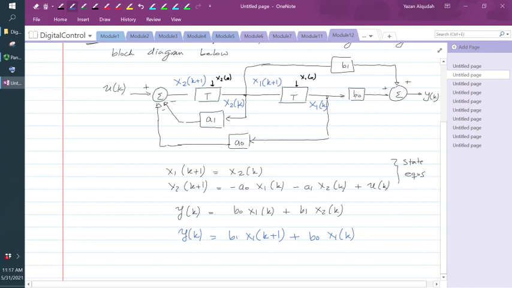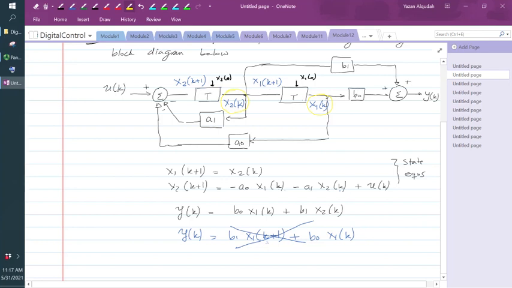I have to write x1 of k plus 1, x2 of k plus 1, y of k, all of these on the left in terms of an index that is just k. I cannot write it in terms of an index that is k plus 1. So this is not correct for writing the state space representation. Where is x1 of k? This is my state. x1 of k plus 1 is not my state.